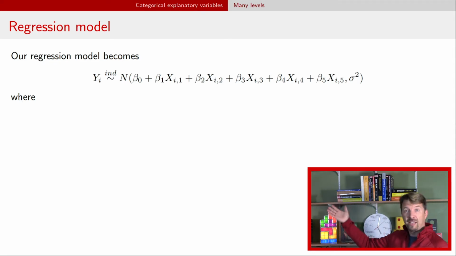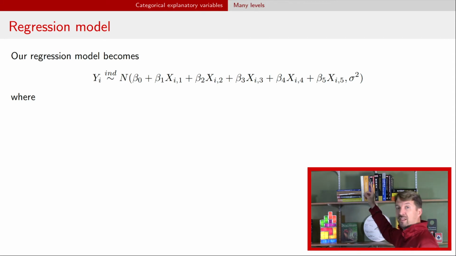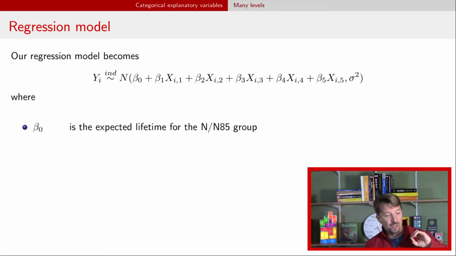So instead of having just a beta naught plus beta 1 times x_i, now we have a beta 1 times x_i1 plus a beta 2 times x_i2 plus a beta 3 times x_i3 plus a beta 4 times x_i4 plus finally beta 5 times x_i5. And again, the number of betas that you have here will depend on the number of levels of your underlying explanatory variable. In this case, since we had 6, we had to add on 5 dummy variables, and we have a beta associated with each of those, and we end up with a total of 6 beta parameters if we include that intercept.